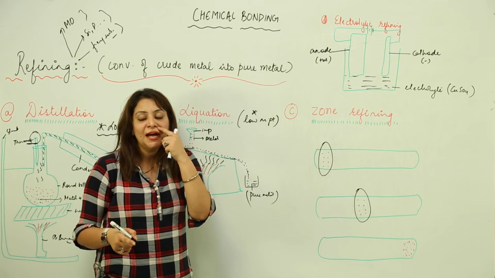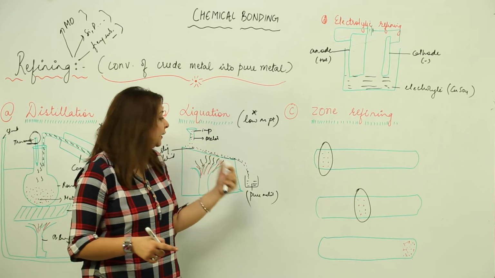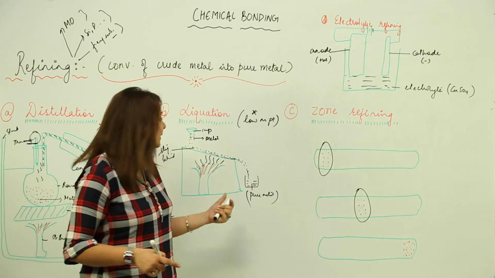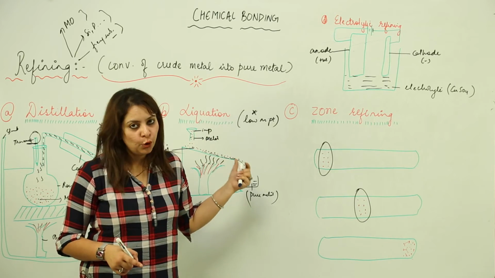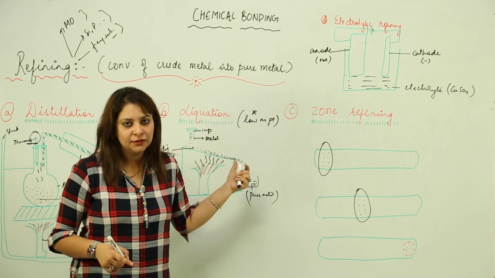But you have to keep in mind that when you are doing it, the condition required is that the metal should possess a low melting point. This is a specific condition which is to be seen.